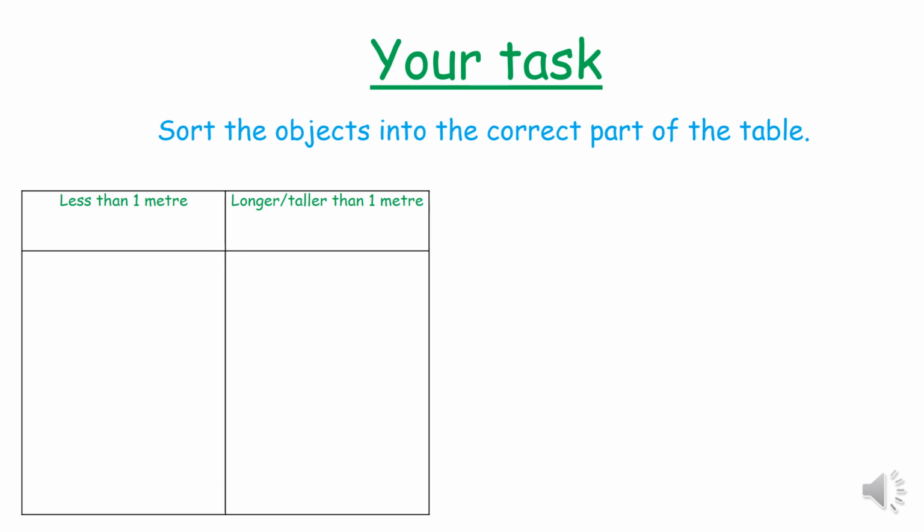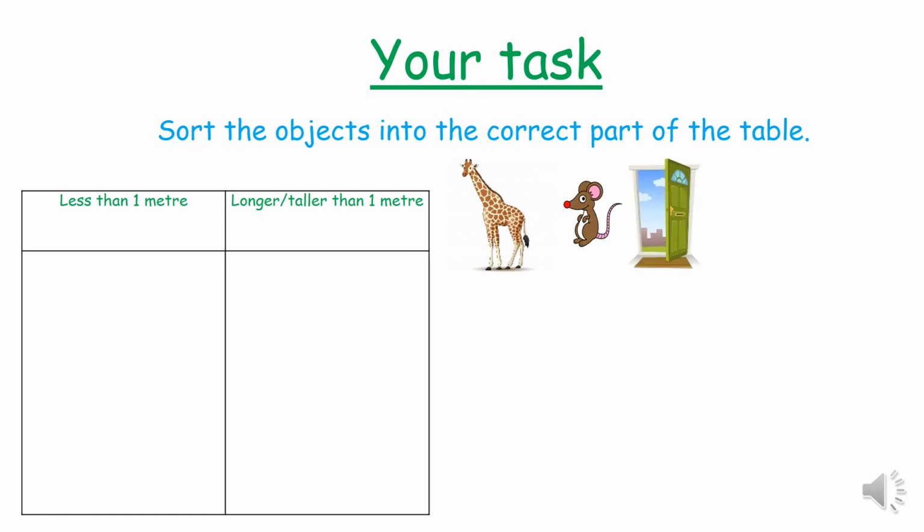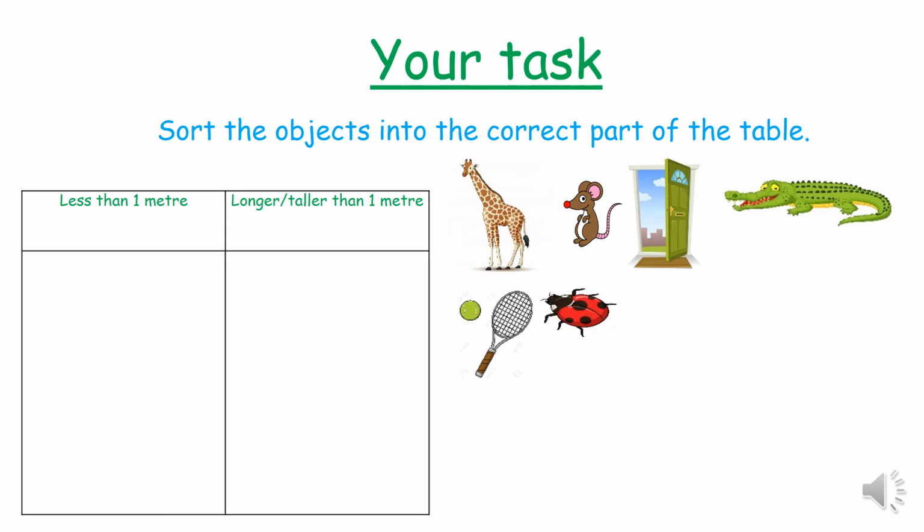Here's your task for today, Year 2. Here is a table. It's blank at the moment. Part of my table says less than 1 metre. The other part of the table says longer or taller than 1 metre. And you need to sort the objects into the correct part of the table. We've got a giraffe, a mouse, a door, a crocodile, a tennis racket and ball, a ladybird, a man and a child, and a banana.